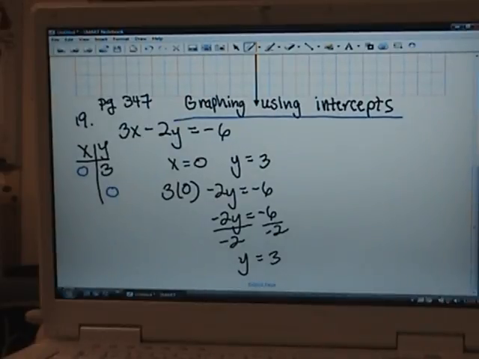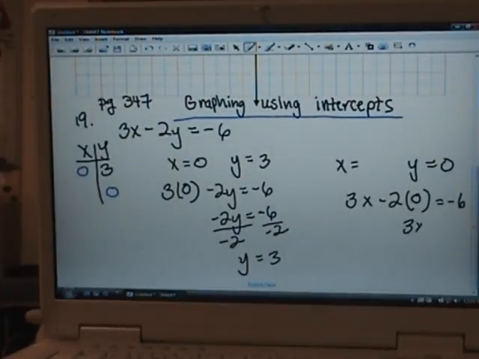We're going to do the same thing, but this time we want to know what x equals when y equals 0. So I have 3x minus 2 times 0 equals -6. 3x equals -6. Divide by 3, x equals -2. So x equals 0, y equals 3, x equals -2, y equals 0.